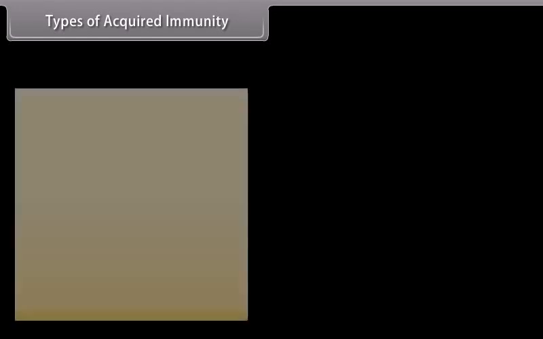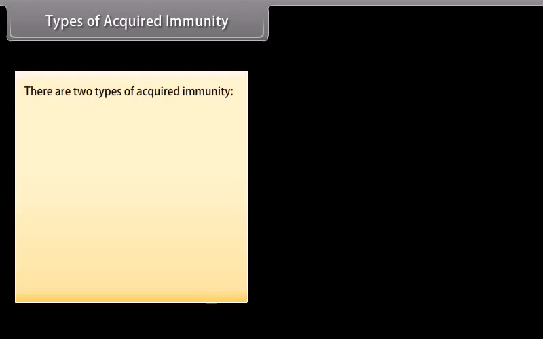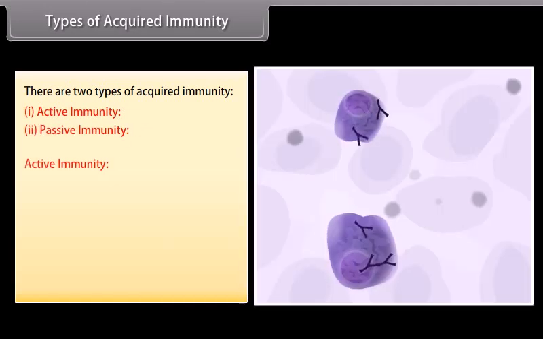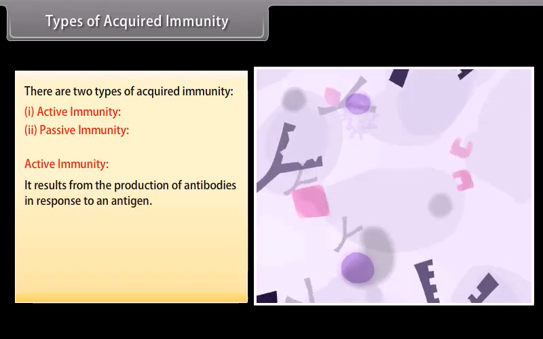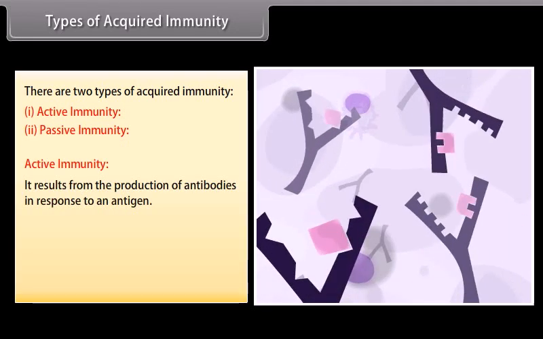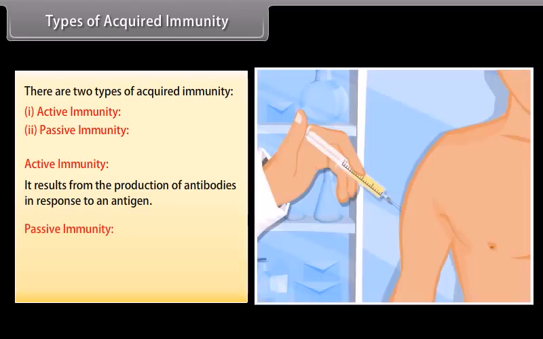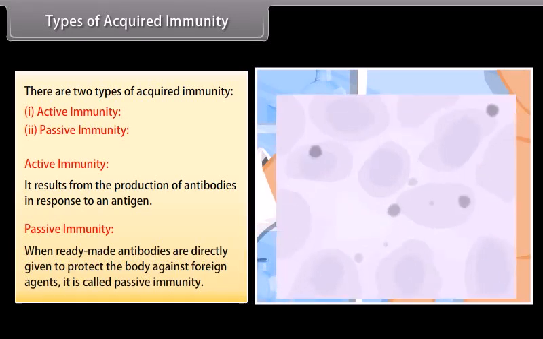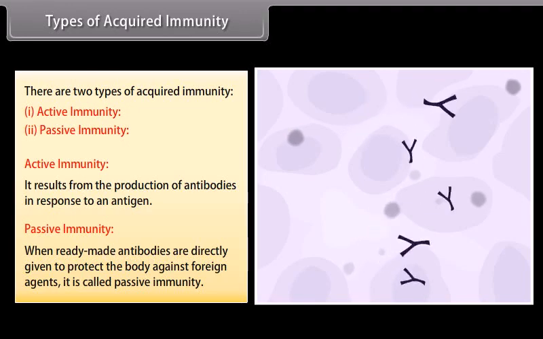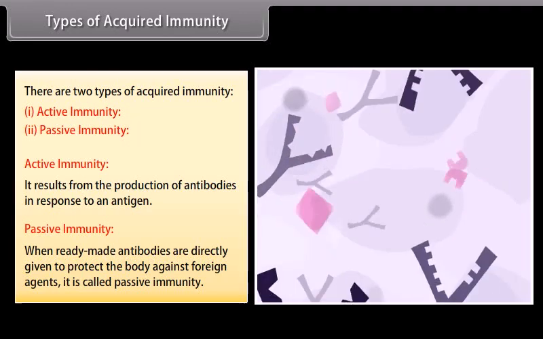Types of acquired immunity. There are 2 types of acquired immunity: active immunity and passive immunity. Active immunity. It results from the production of antibodies in response to an antigen. Passive immunity. When ready-made antibodies are directly given to protect the body against foreign agents, it is called passive immunity.